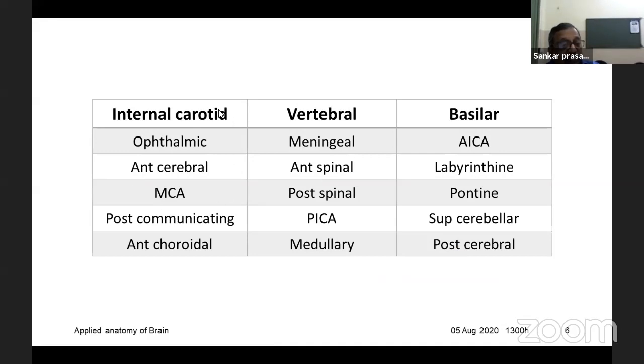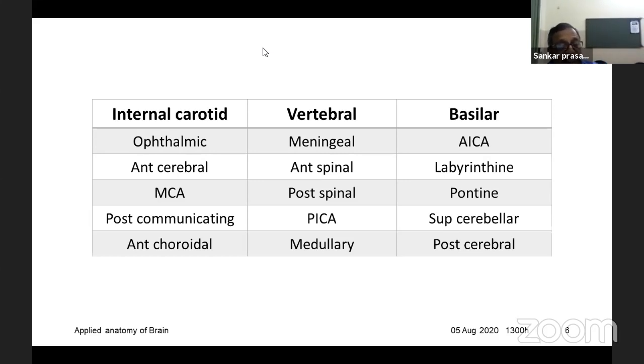These are the various branches of the internal carotid: ophthalmic, anterior cerebral, MCA, posterior communicating, and anterior choroidal. The vertebral has meningeal, anterior spinal, posterior spinal, posterior inferior cerebellar artery, and the medullary branches. The basilar has the anterior inferior cerebellar artery, labyrinthine, pontine, superior cerebellar, and posterior cerebral. So these are all before we start on the real brain picture.